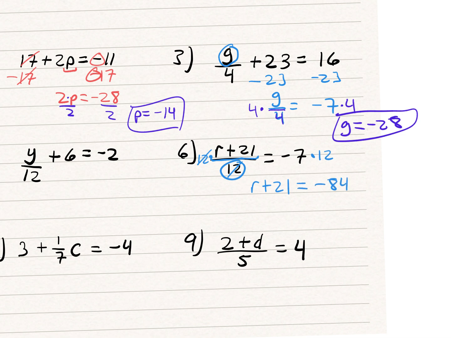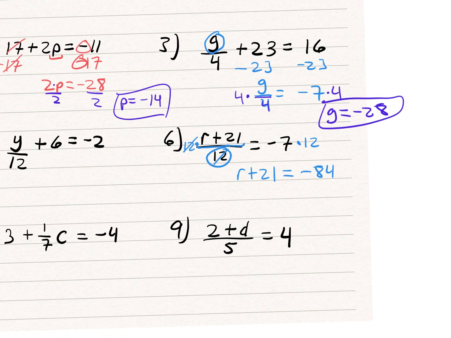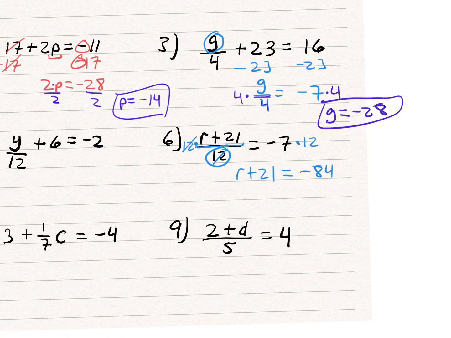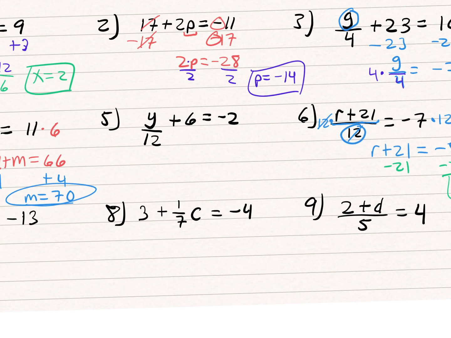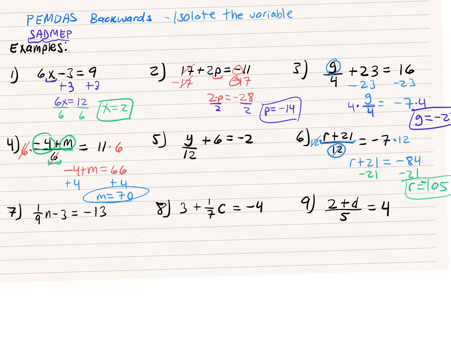And now we can get rid of that 21. All right, opposite of adding 21 is subtracting 21. All right, so we get r equals negative 84 minus 21. They have the same sign, so we want to add. All right, so it should be 105, and it's negative, right? So negative 105. All right. So that's how you handle those kinds of problems.